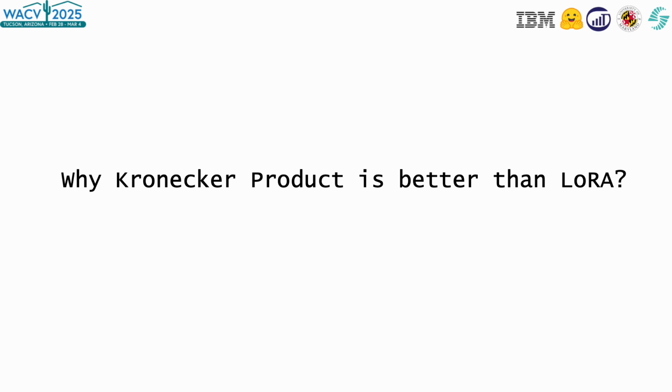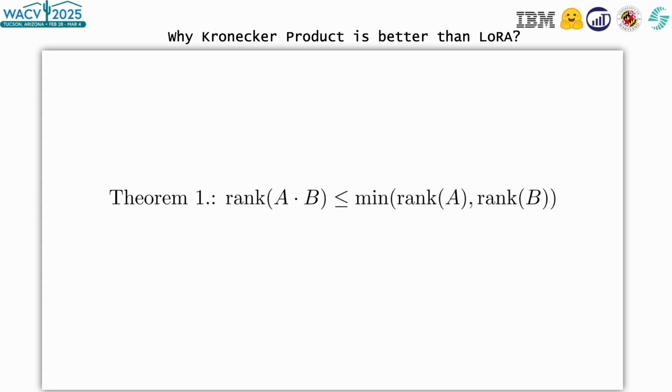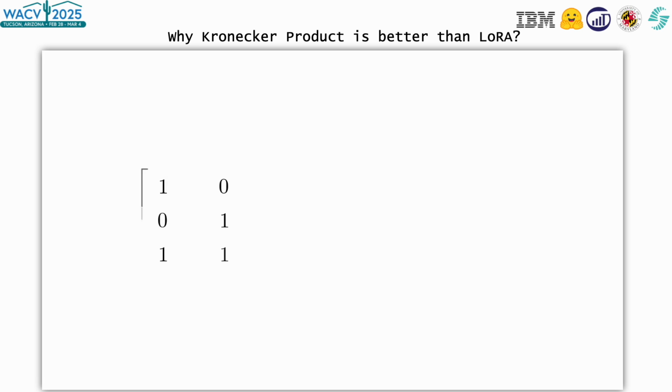Introductions apart, let's look at why and how the Kronecker product based adaptation beats the standard dot product based LoRA. The rank of a dot product is always less than or equal to the minimum rank of the multiplicands. The rank of the Kronecker product equals the product of their individual ranks.